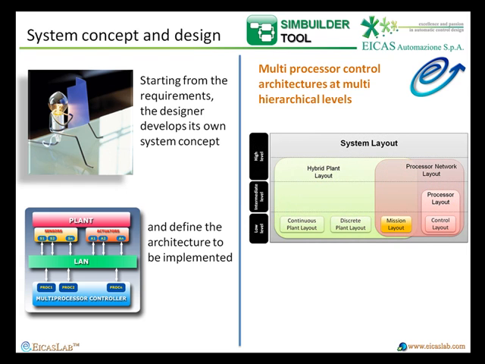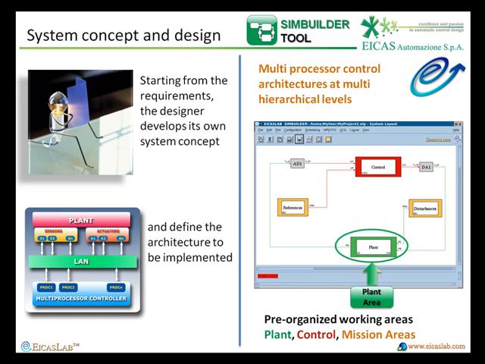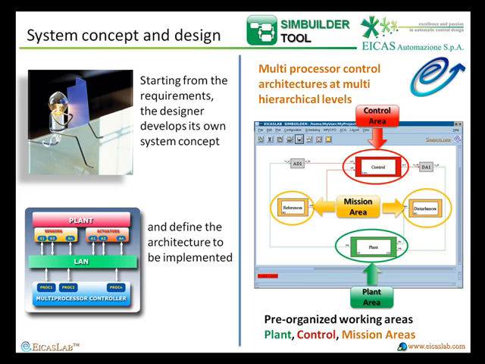To do that, EICASLab offers a set of graphical layouts organized in a hierarchical way, referring to the plant, control, and mission task. More specifically, EICASLab offers three pre-organized working areas, namely the plant area for modeling the plant to be controlled, the control area for the implementation of all the control algorithms, and the mission area for the generation of control references and for modeling the disturbances acting on the plant.